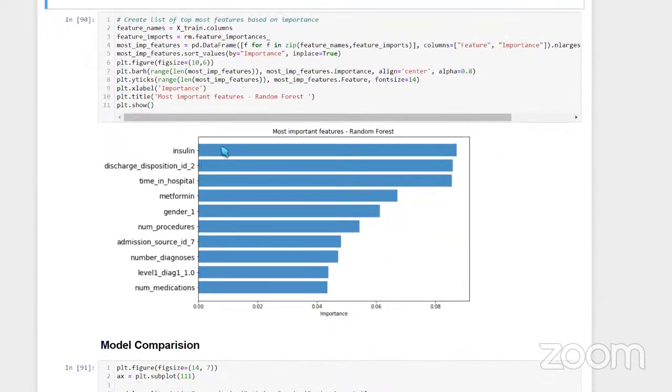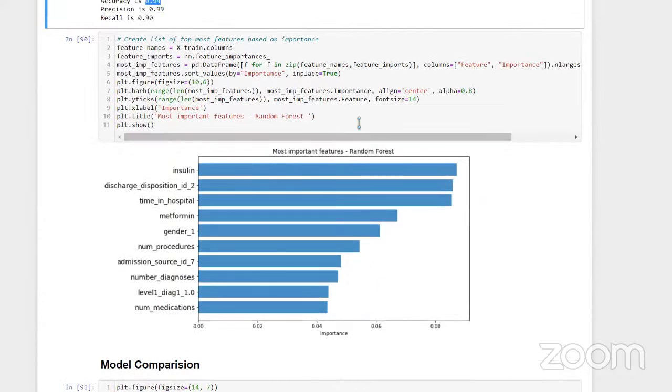Here, the most important feature in random forest was insulin, then discharge disposition, time in hospital, then metformin, which is the name of a drug. Gender also was coming up. Number of procedures, admission source ID number 7, number of diagnoses, level 1 diagnosis, and number of medications. These were the most important features from random forest.